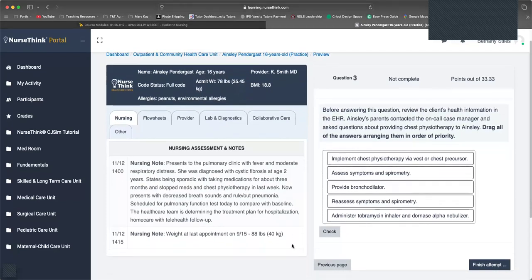You can see that we saw her recently, a couple months ago, and she was 88 pounds. Now, when we admit her, she is 78 pounds. So why do you think we saw such a big weight drop with her, knowing that she has cystic fibrosis? What do we know about the nutrition status or the changes to our nutrition with cystic fibrosis?